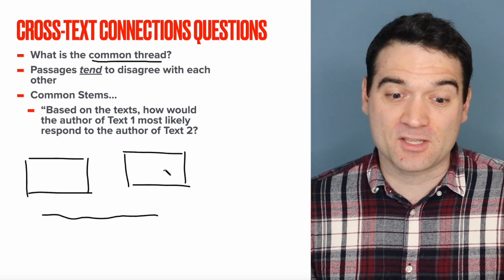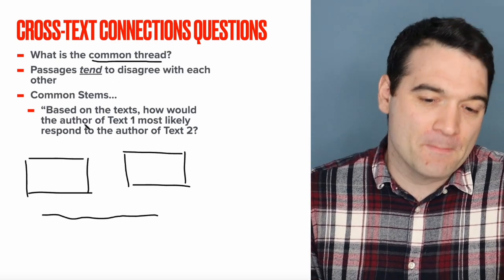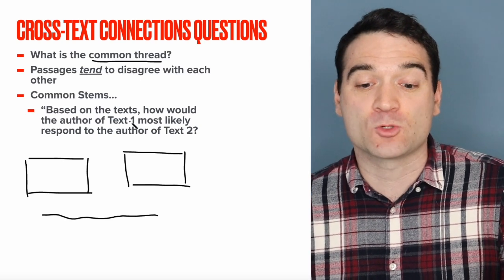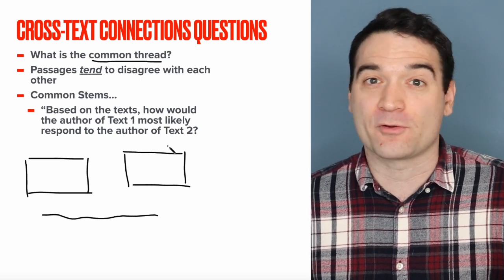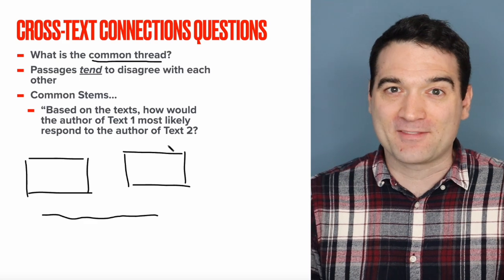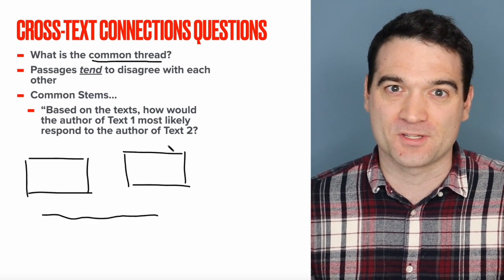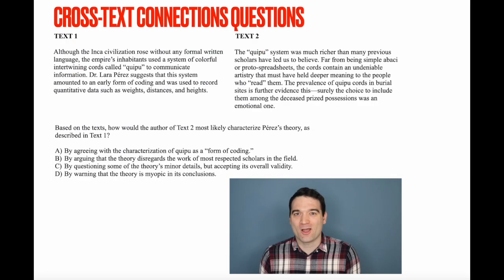So the common stem that you'll see for this type of question: based on the text, how would the author of text 1 most likely respond to the author of text 2? So you're going to have to interact a little bit with these passages. Let's take a look. All right, let's give this a shot. Pause the video, read both passages, and answer this question.